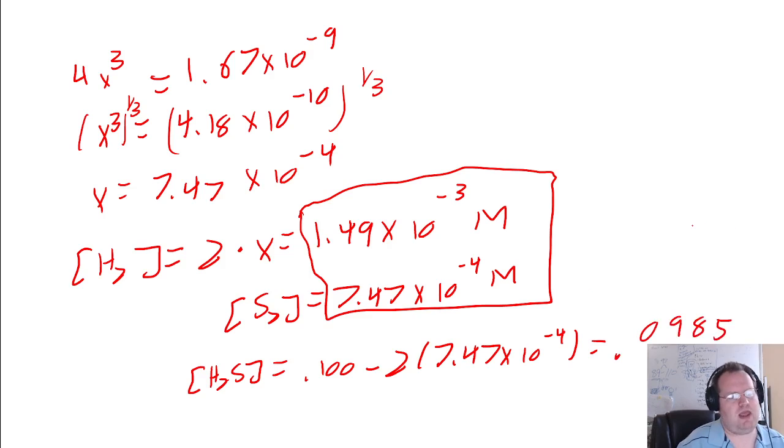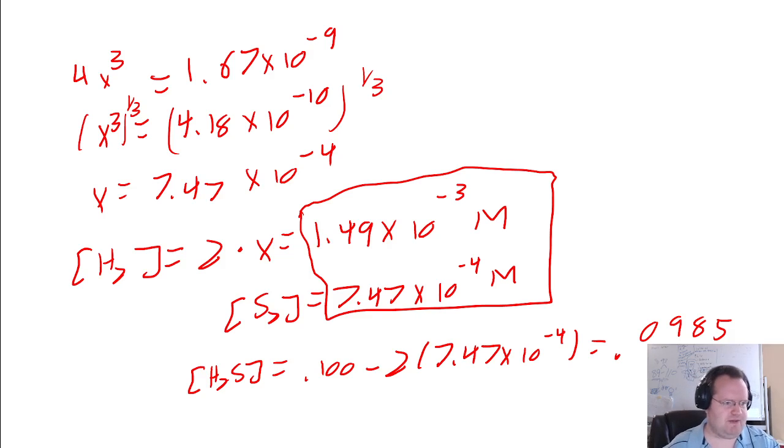0.0985. Now you'll notice we said 5% was sort of our guiding line. So 5% lower would have been 0.095. That's just 95% of the value. 5% higher would have been 0.105 molar. This number does not get to either of those extremes, so we say it is a sufficient approximation that this didn't change the number significantly, so we're going to ignore x in this case. So that was a valid assumption.